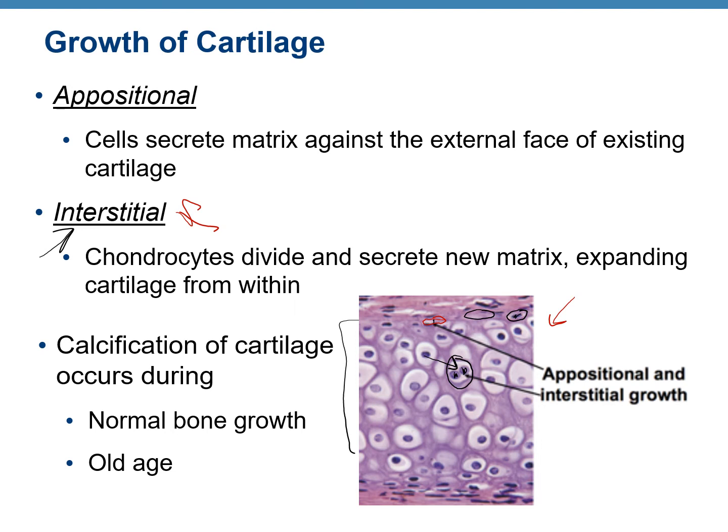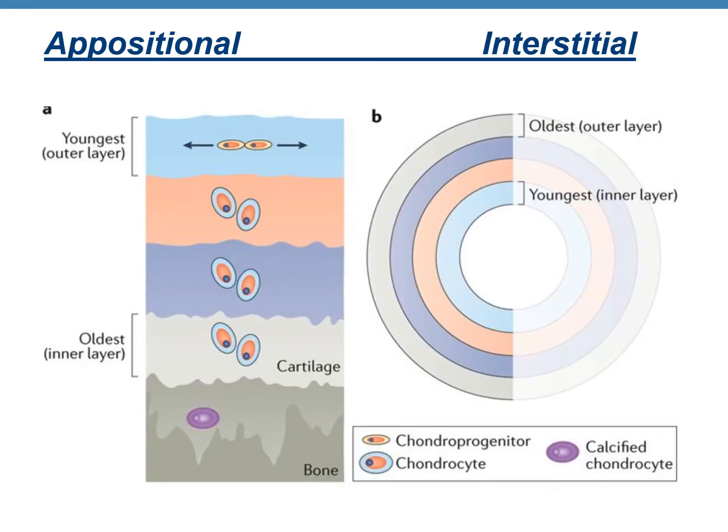And appositional growth is growth on the surface, right? Here cells divide as well, and they secrete matrix on the external surface of existing cartilage. Here's another picture that shows you appositional growth of the cartilage. So we grow from the surface, right? And the youngest layer will be the most superficial layer. And in interstitial growth, when cartilage grows from within, the younger part will be pretty much the inner layer.